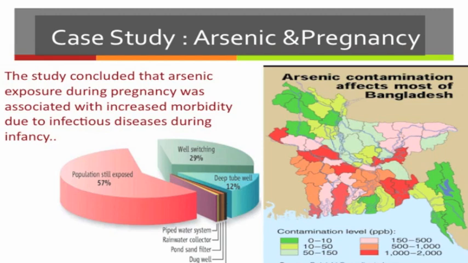A combination of all these factors is said to have affected fetal development. It was proposed that these associations were caused by an increase in infectious diseases due to the effects of arsenic. The study concluded that arsenic exposure during pregnancy is associated with increased morbidity due to infectious diseases during infancy and also fetal death. Essentially, they believed that the mother's exposure to arsenic led to an increased rate of miscarriages and increased health problems in their infants that survived.